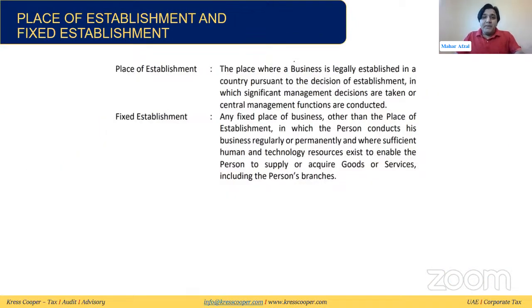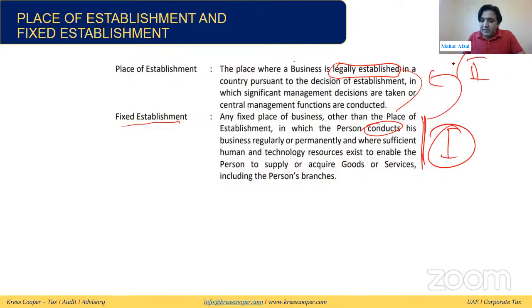Regarding place of establishment and fixed establishment: place of establishment is where the business is legally established, where the entity is legally registered. A fixed establishment is, other than the place of establishment, a place from where the person is conducting the business on a regular and day-to-day basis. So this is the first priority for reporting purposes, and this is the second priority for reporting purposes.